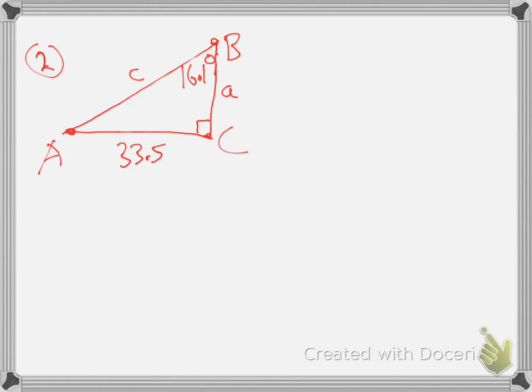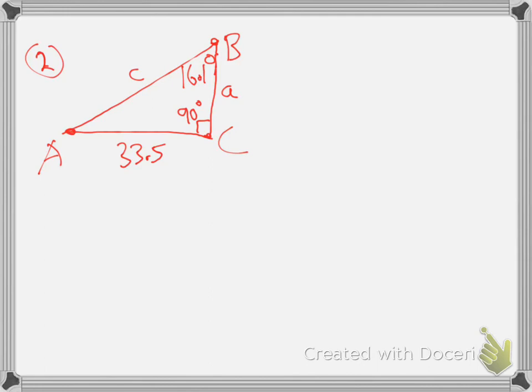Well, there's one side and one angle. They want me to find all the sides and all the angles. So where should we start? What do you remember from last time? What would be the easiest thing to do right off the bat? That other third angle, because we know that we have the right angle, the 90, right here.